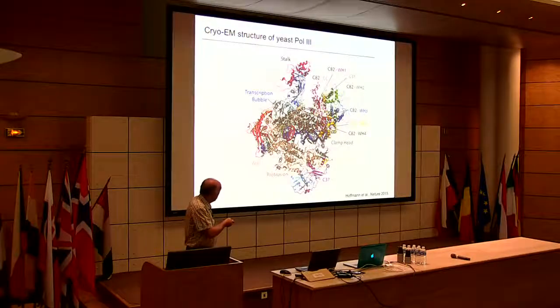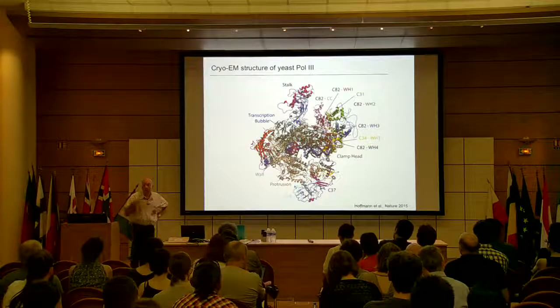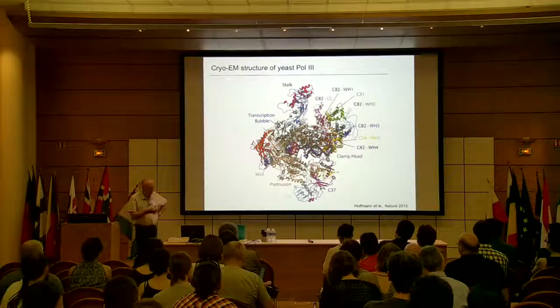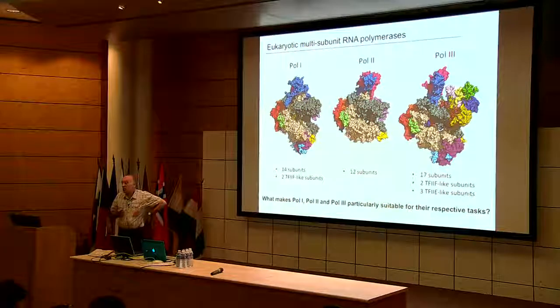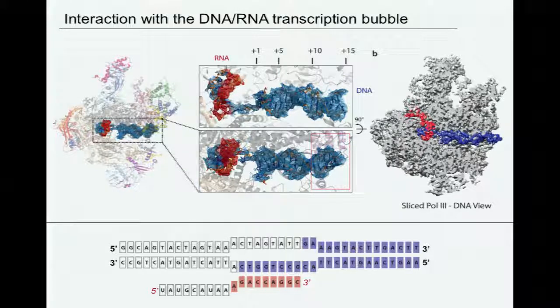For C34, we see only 1 of the winged helix, the C-terminal winged helix, whereas the 2 N-terminal winged helices are disordered, and we'll come back to that in a minute. And so now we have the full gallery of the eukaryotic RNA polymerases, pol 1, pol 2, and pol 3. And we can again ask the question, what makes pol 1, pol 2, and pol 3 particularly suitable for their respective tasks? Obviously there's a lot one can say there, but I just want to highlight a few aspects.